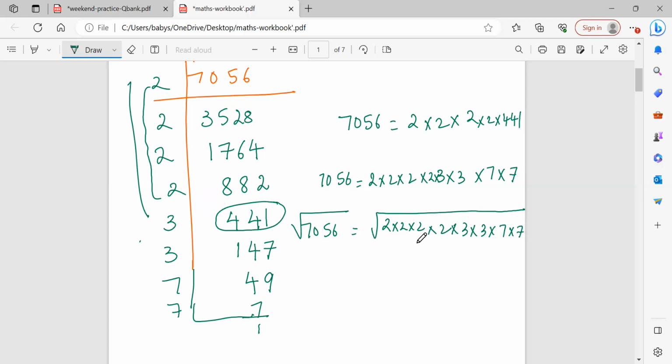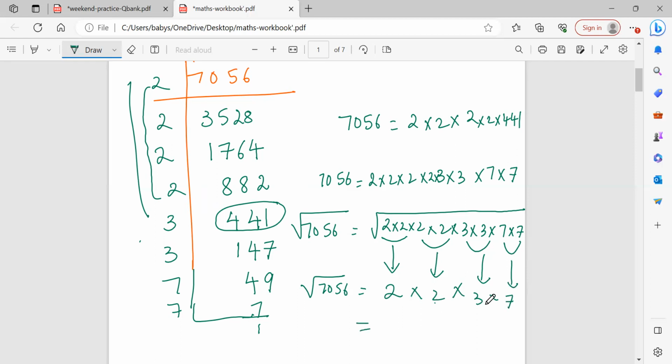And now what do you do? You club these two, then you club these two, then you club these two, and you club these two. So when you take it out of the square root, the radical, it will be one 2, then one more 2 from here, then just one 3 from here, and then just one 7 from here. 2 to the power 4. 4 3s are 12, 12 7s are 84. Just scroll up and see what we got earlier.